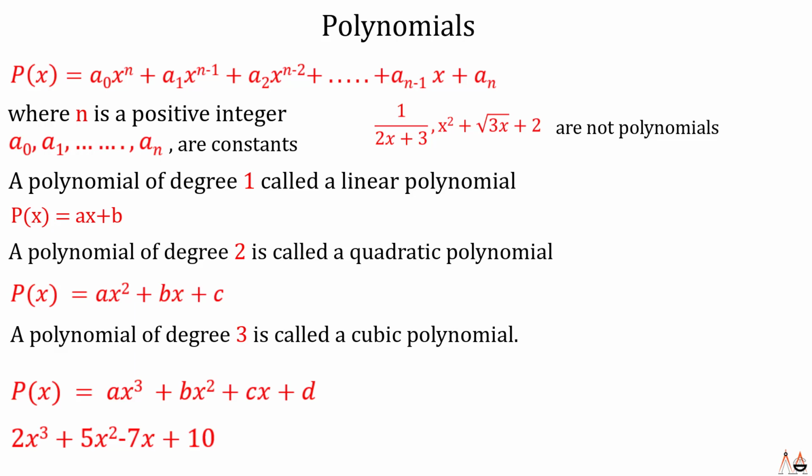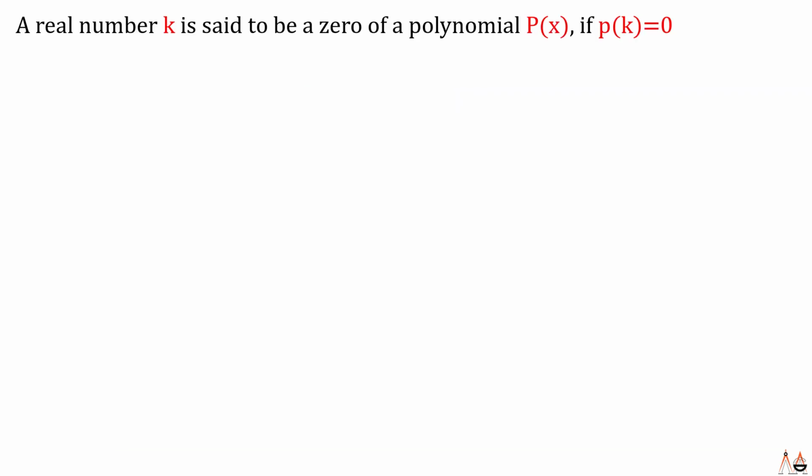However, it is important to note that when we say a polynomial is, say, of degree 2, what we mean is that the highest power of x in that equation is a positive integer. And remember, if x is raised to a power which is not a positive integer, then it is not considered to be a polynomial. Now, let's understand what we mean by a zero of a polynomial.